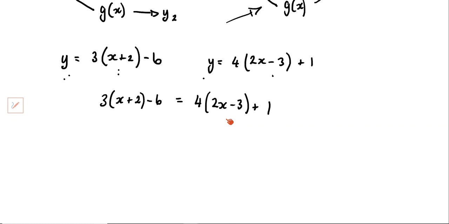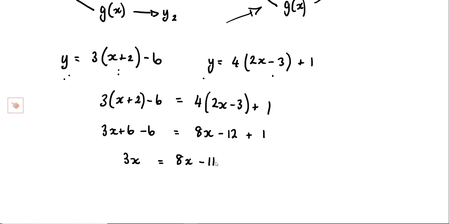Expand them? Should we expand? So 3x plus 6 minus 6 equals 8x minus 12 plus 1. Collect like terms. So that gives 3x plus 6 minus 6 is 0, and this is minus 11. Okay? Now, do you remember yesterday I said we're going to write down all our equivalent forms.